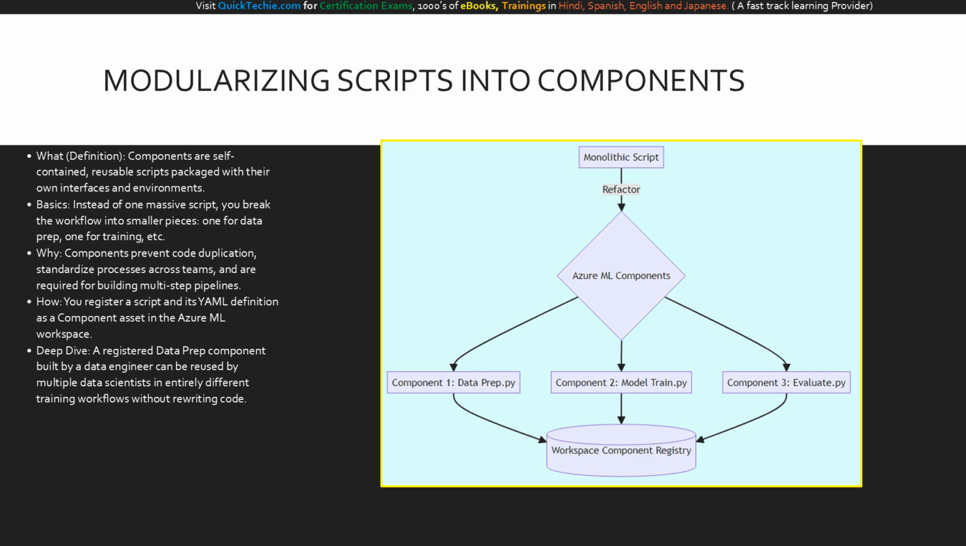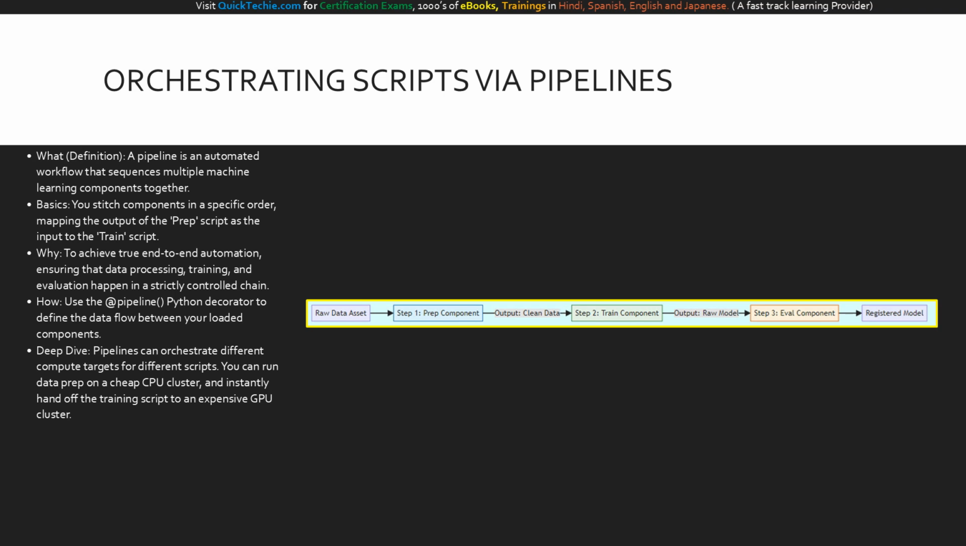With our scripts modularized into components, we can now achieve full orchestration using Azure ML pipelines. What is a pipeline? It is an automated, interconnected workflow that sequences your machine learning components. The basics involve stitching these components together, explicitly mapping the output data of your prep script directly into the input of your training script.